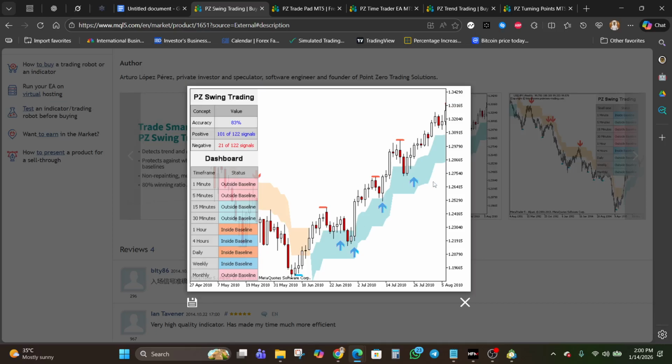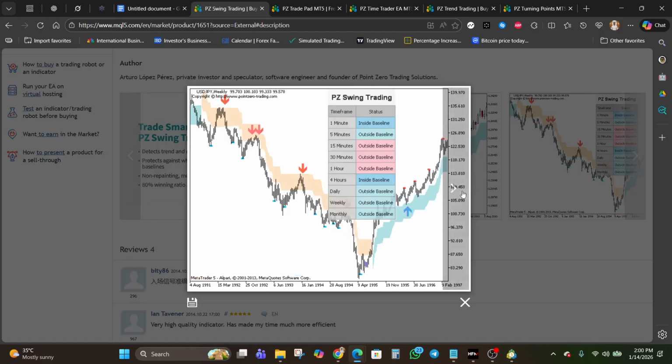So this indicator helps you to not only identify the prevailing trend in the market, but it also gives you buy signals and sell signals. As you can see, when the blue arrow appears, of course, you know that it's a buy signal. And on the other hand, when a red arrow appears, of course, you know that it is a sell signal. So it's pretty straightforward.